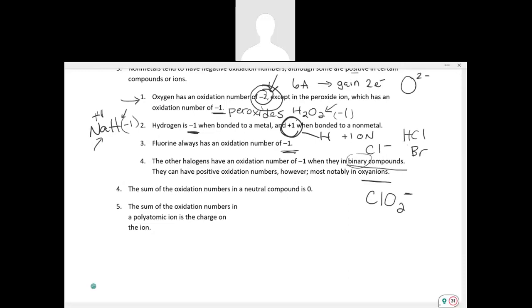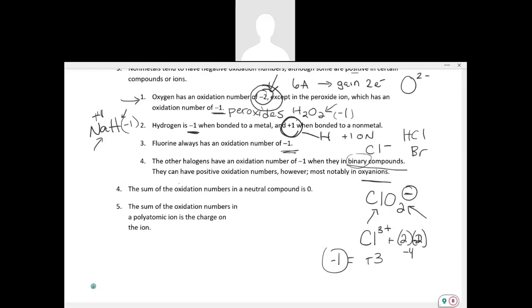this chlorine will actually have a +3 oxidation number, because we know that oxygen is -2 each, so that gives us -4. We have a net -1 charge here, so this must equal +3. If we wrote that out algebraically, we would see 2 times -2 gives me that -4, plus 3 will equal that net -1 charge.